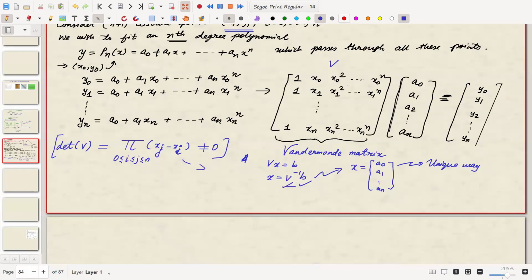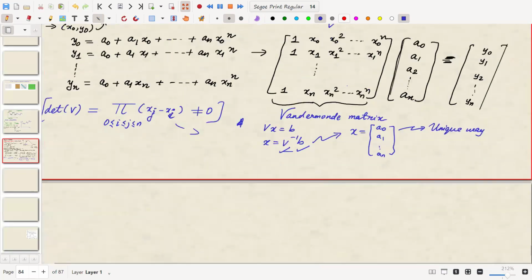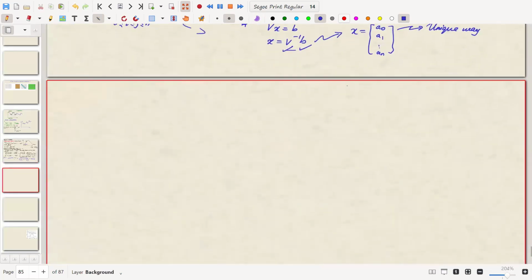If your interpolating polynomials are oscillating, you are entering the regime of problems. So try to avoid it. We'll see that in the last part of the lecture.